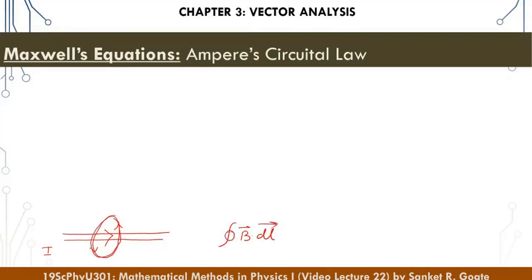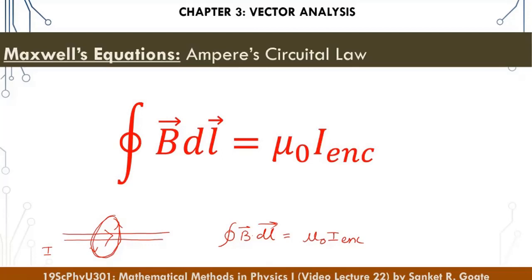Since it is a closed loop, I have to denote it by a circle, which is equal to mu 0, or rather mu, into I enclosed, where mu is the permittivity of the medium in which we are considering this particular current. Let's now stick to vacuum. If everything is in vacuum apart from that current, we have mu 0, which is the permittivity of free space, and that is basically this equation for Ampere's circuital law, right?